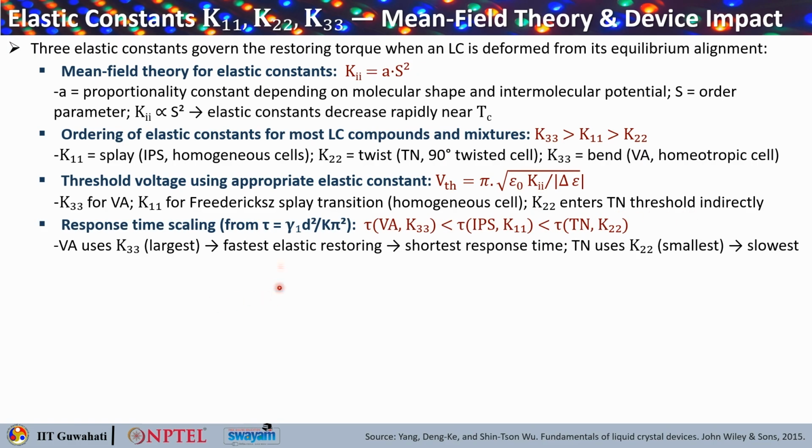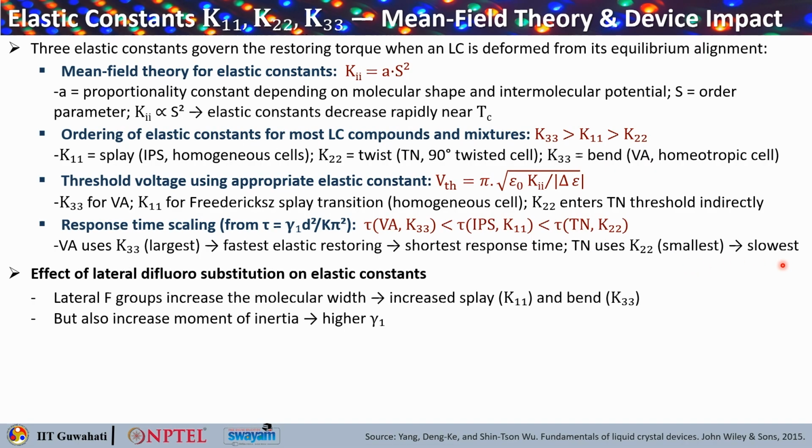So, the response time scaling that you obtain from this formula is tau equals gamma 1 d square divided by K pi square. Now, based on this you can understand that the tau of the vertical alignment will be the lowest one, followed by the IPS, followed by the twisted nematic. That means, because vertical alignment has the largest elastic constant, it will have the fastest elastic restoring, shortest response time, and on the other hand twisted nematic will have the smallest elastic constant. So, the slowest response time.